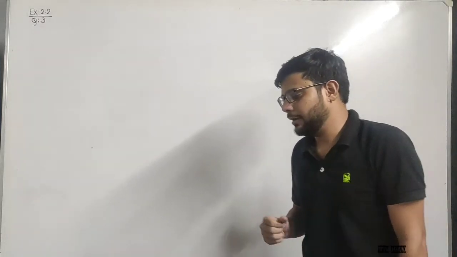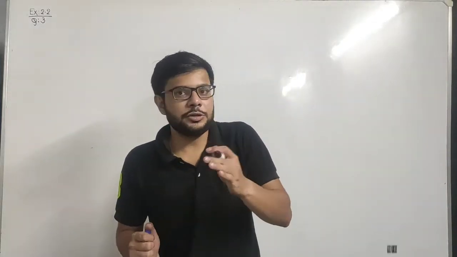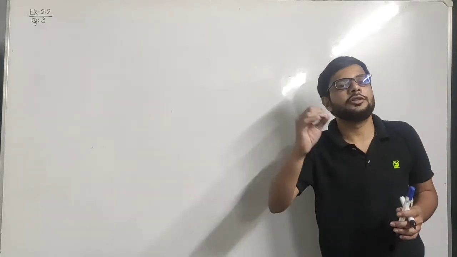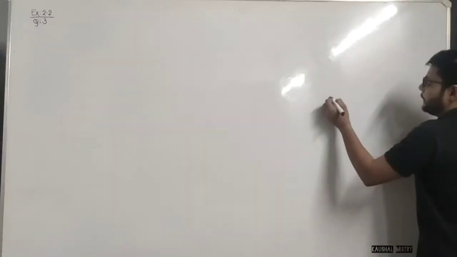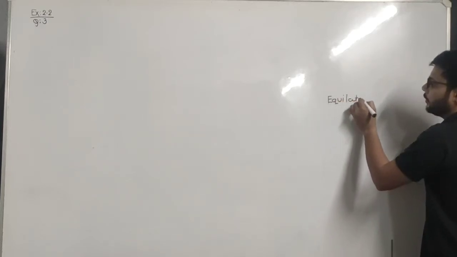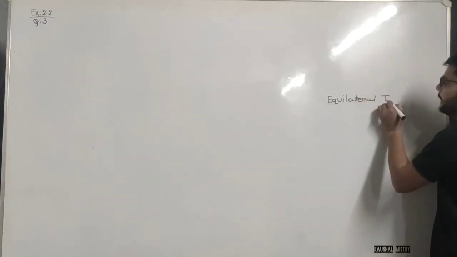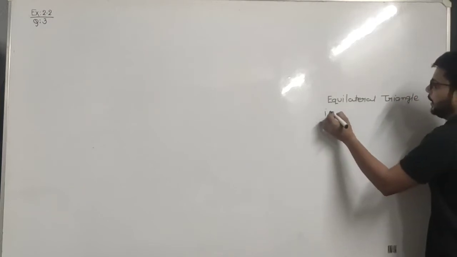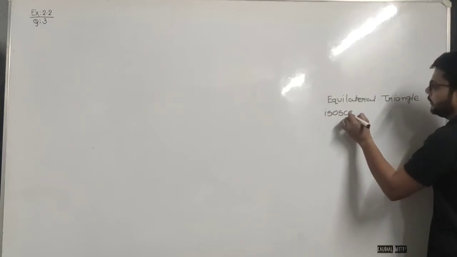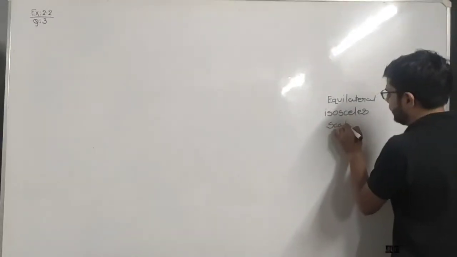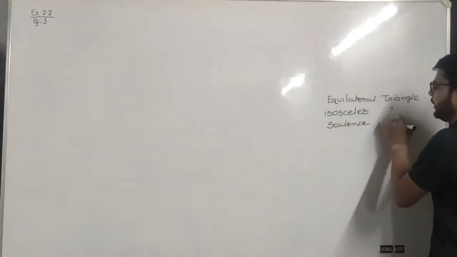Let me tell you that based on sides, there are three types of triangle. One is equilateral triangle, second is isosceles triangle, and third one is scalene triangle.